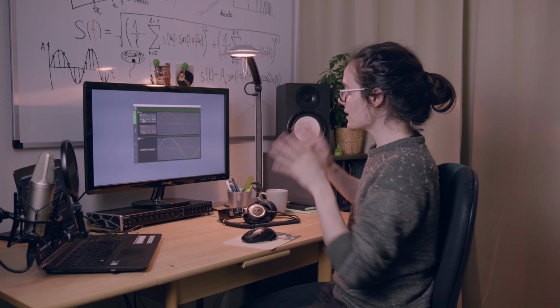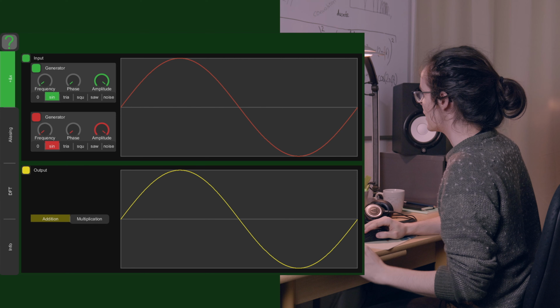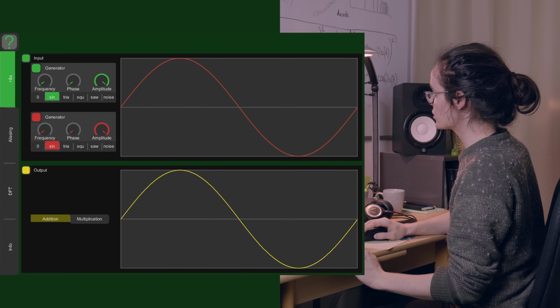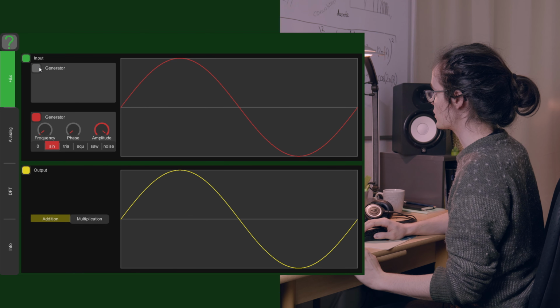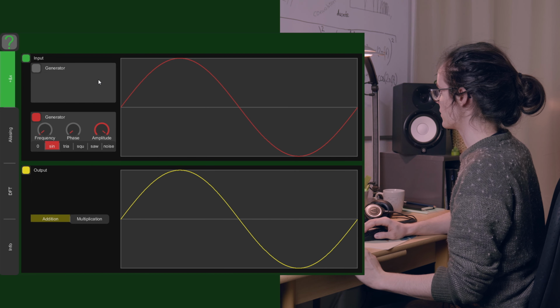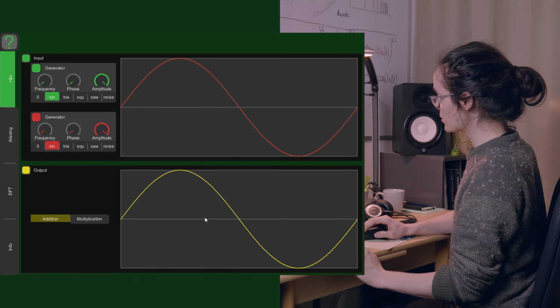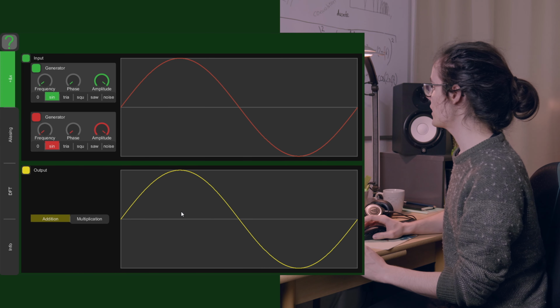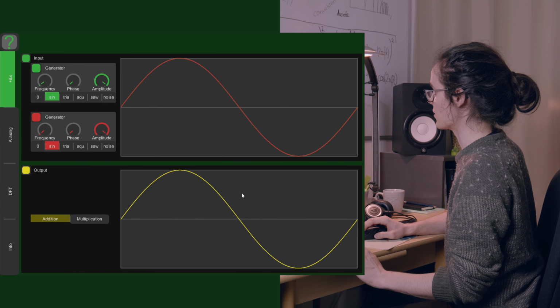According to Fourier, we can reconstruct any signal if we have enough sine waves of different frequencies, phases, and amplitudes. Let's take a look in our software right here. In the top section, we have two generators. When we turn them off, we can see there's a green one and there's also a red one. In the section below, we can see the result when we add those two generators together.